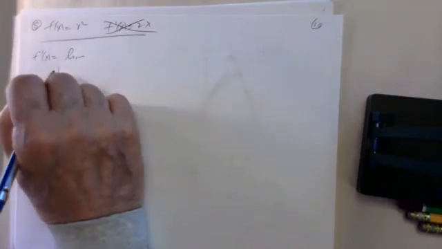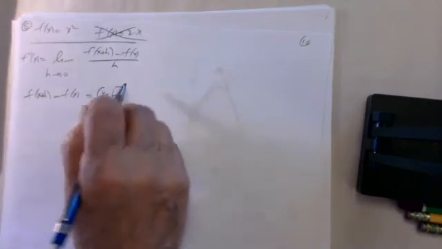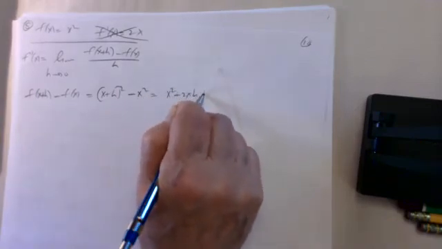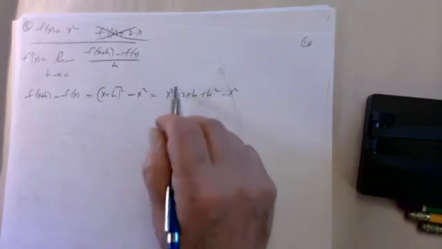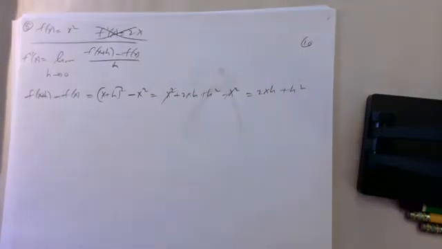So f prime of x is the limit as h goes to 0 of f of x plus h minus f of x over h. That's the definition. So for f of x equals x squared, f of x plus h minus f of x is x plus h squared minus x squared. That's x squared plus 2xh plus h squared minus x squared. These cancel. You get 2xh plus h squared.